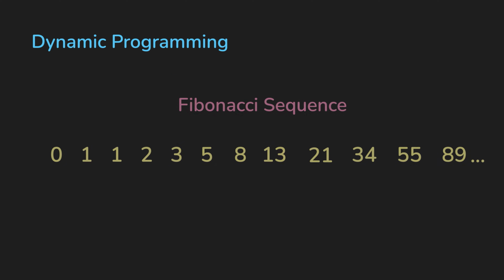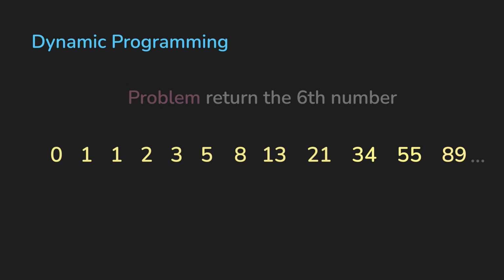This is called the Fibonacci sequence. Each number is decided by the sum of the two preceding numbers. It starts with 0 and 1. Then the next number is 0 plus 1, which is 1. And then the next should be 1 plus 1, which is 2. And then the next is 1 plus 2, which is 3, and so on. The problem is to figure out a way to return the nth number of the Fibonacci sequence.